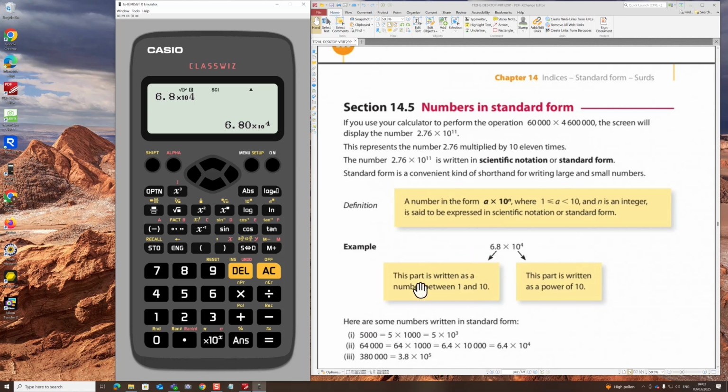You know, it's funny the way they put in this box. This part is written as a number between 1 and 10. Yes, it is, but they should give it a name. It's called a coefficient of the number. And this is called a multiplier, as I said.